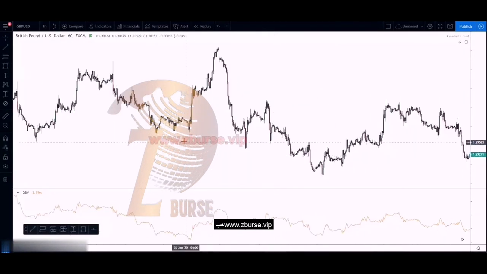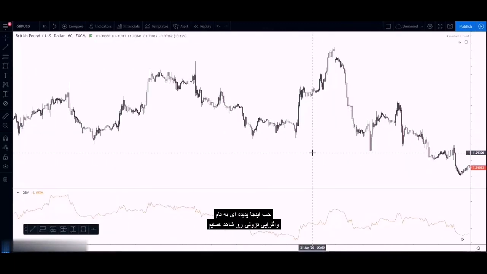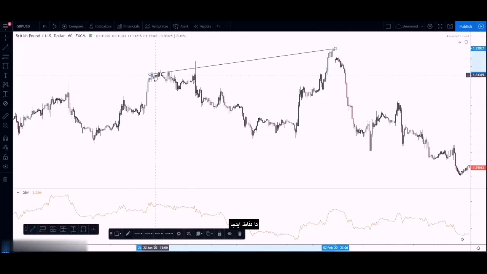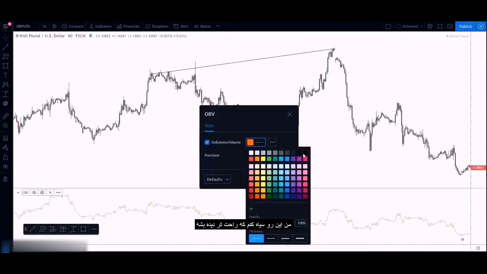Okay? So, right here, this is actually called bearish divergence. When you see bearish divergence, you believe the market is going to come down. As you can see, if you were to draw from these points right here to this point, you have a higher high being made here. But we're going to take a look at our on balance volume and see what we see. And I'm going to make this black so it's a little easier to see for you guys.